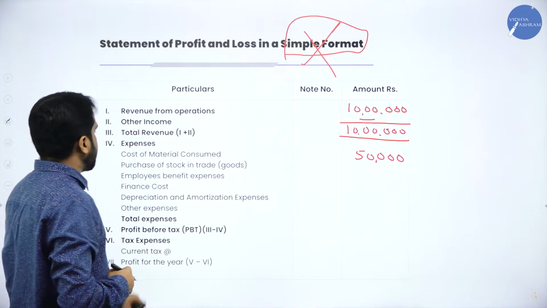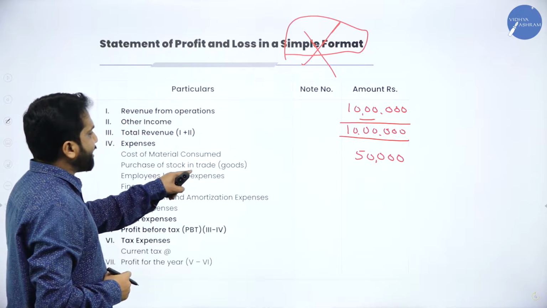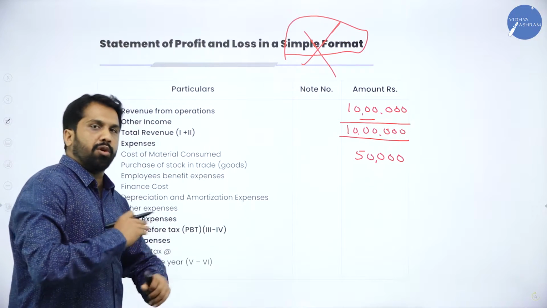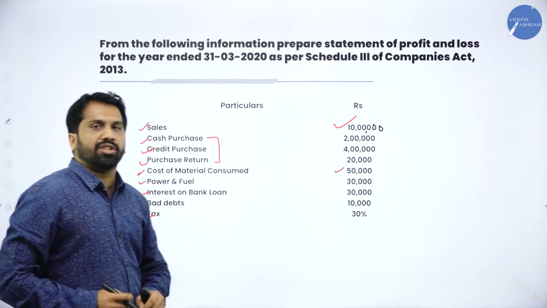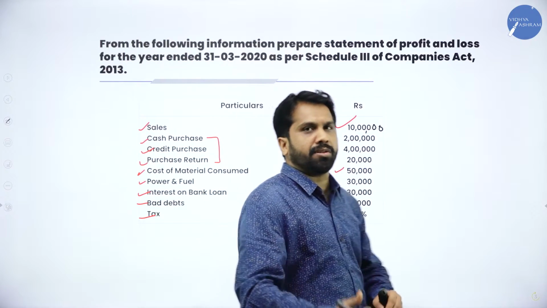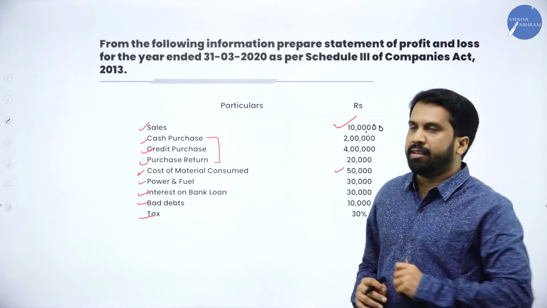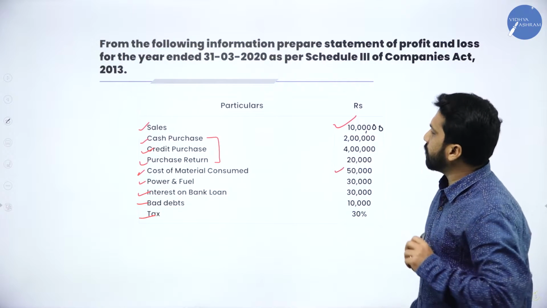50,000. After this, purchase of stock in trade. I'll go back. Purchases, you have adjustment. You have to do that working note. After that, you can write your answer. What are the working notes?